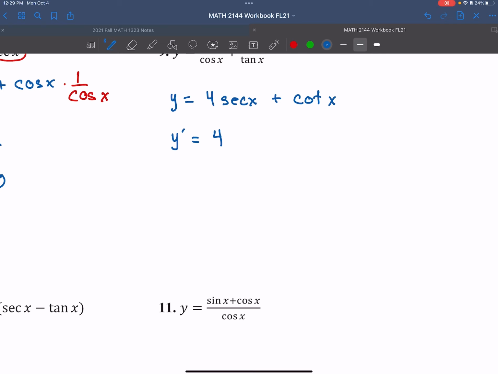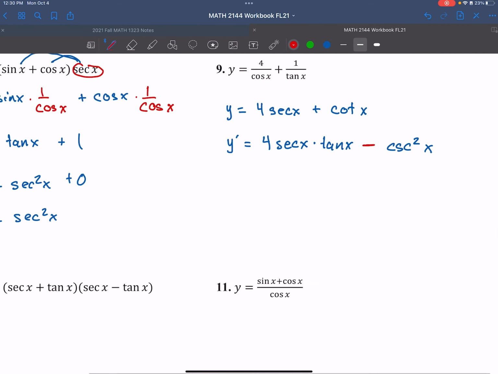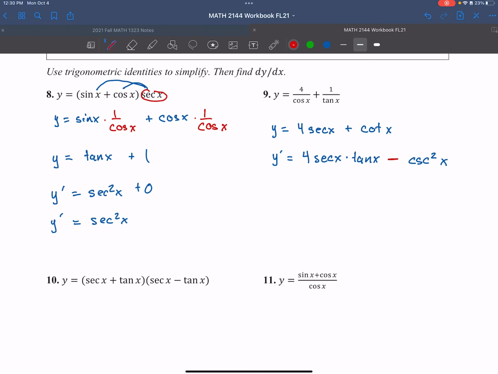Hopefully you said 4 secant of x times tangent of x. But when we consider cosecant squared, what are we going to have for the sign for the second one? Negative, because the derivative of cotangent indeed is minus cosecant squared. Okay, so not bad. Any questions on 8 or 9?